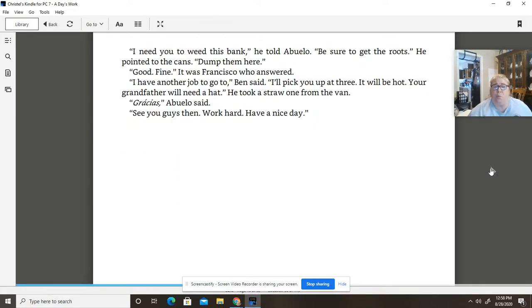"I need you to weed this bank," he told Abuela. "Be sure to get the roots." He pointed to the cans. "Dump them here. Good, fine." It was Francisco who answered. "I have another job to go to," Ben said. "I'll pick you up at 3. It will be hot. Your grandfather will need a hat." He took a straw one from the van. "Gracias," Abuelo said. "See you guys then. Work hard. Have a nice day."